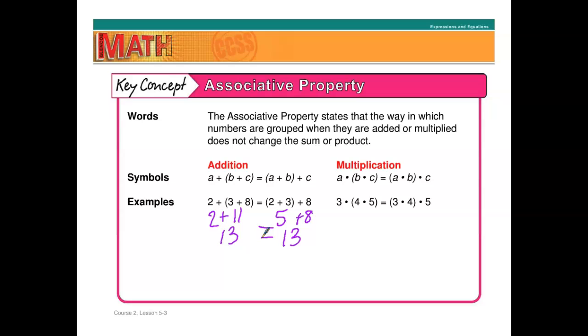It also works for multiplication. So here we have 4 times 5, which is 20, and then you multiply it times 3 to get 60. On this side, we regrouped them, and we have 5 times 3, which is 15, and you multiply by 4 to get 60. Again, you get the same answer, we just regrouped the numbers.